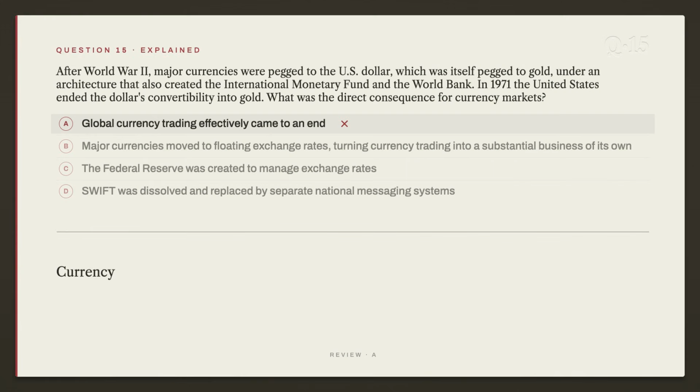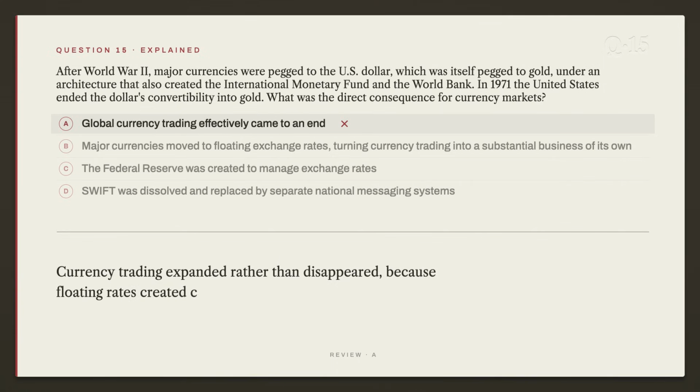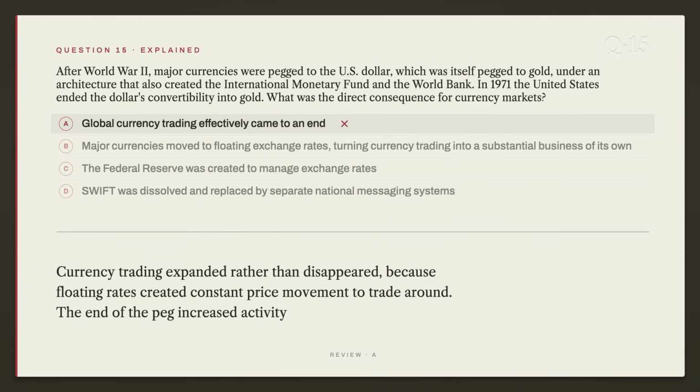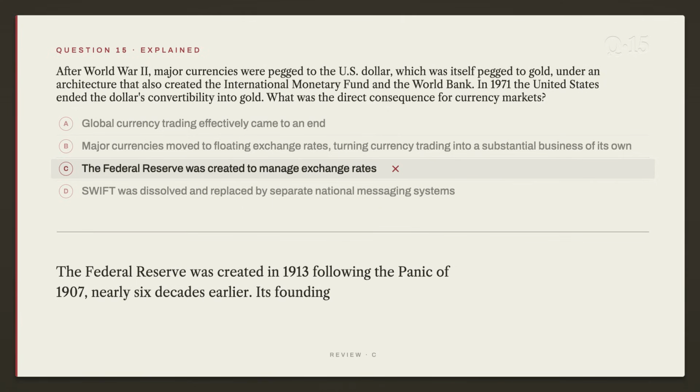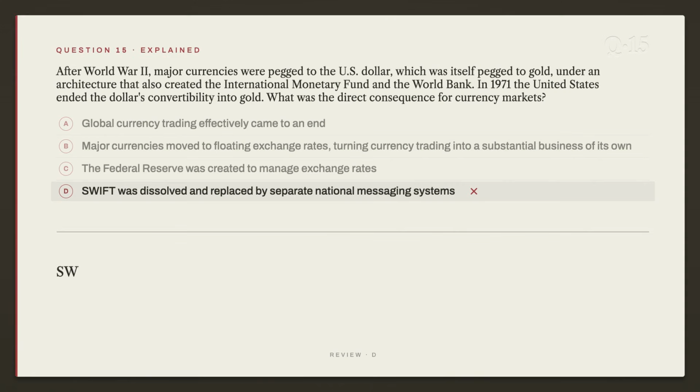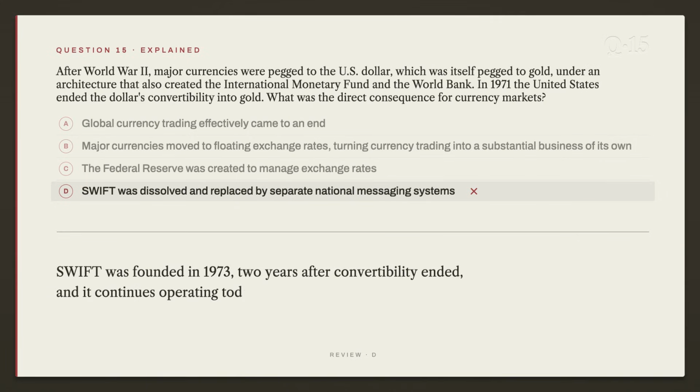A is wrong because currency trading expanded rather than disappeared, because floating rates created constant price movement to trade around. The end of the peg increased activity substantially. C is wrong because the Federal Reserve was created in 1913 following the Panic of 1907, nearly 6 decades earlier. Its founding had nothing to do with the collapse of Bretton Woods. D is wrong because SWIFT was founded in 1973, 2 years after convertibility ended, and it continues operating today. It was never dissolved or replaced.